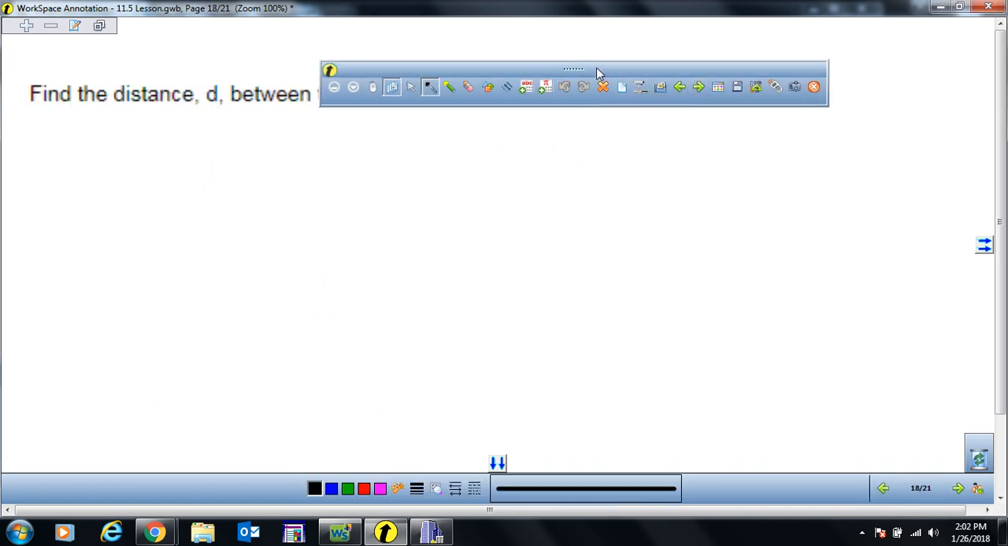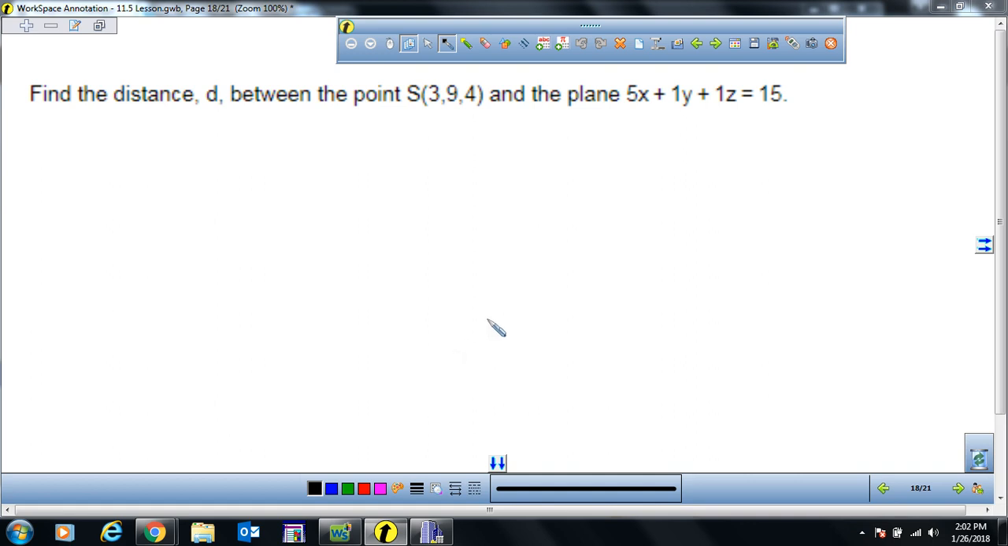So, first question here is find the distance d between the point S equals (3, 9, 4) and the plane 5x plus y plus z equals 15. Okay, so one thing that we can do here is that first of all, we need to find a vector that is normal to the plane.